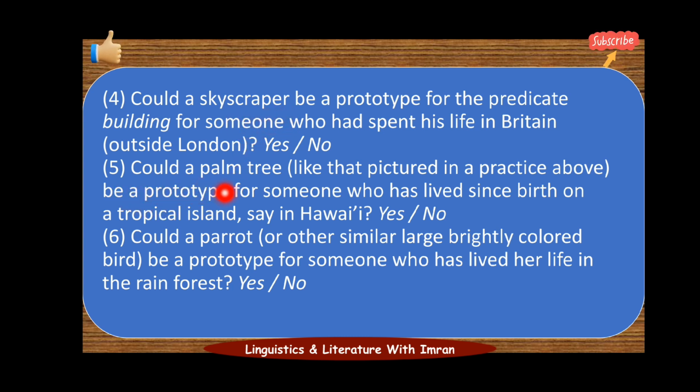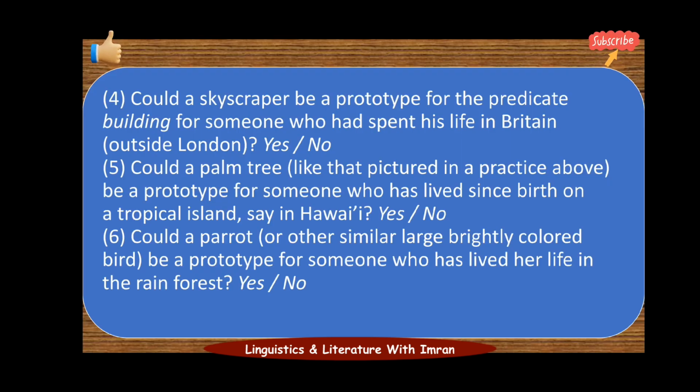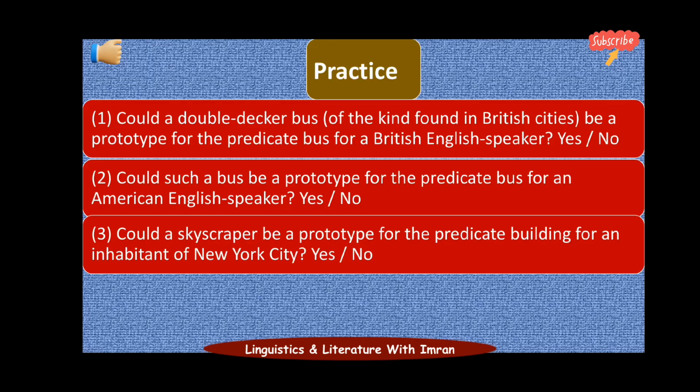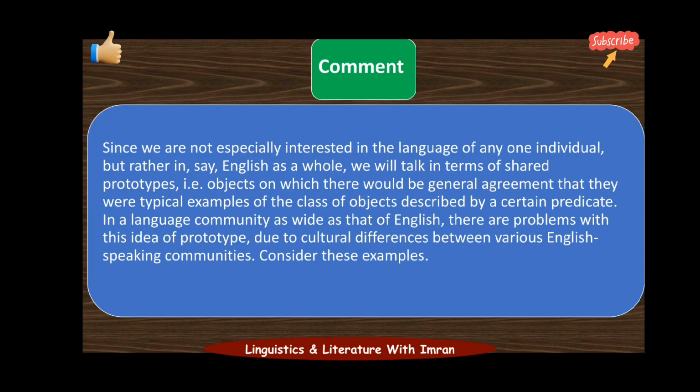Number 5. Could a palm tree like the picture above be a prototype for someone who has lived since birth on a tropical island, say in Hawaii? So what do you think? Because as we discussed here, number 7 is not the prototype of a tree, but for a person who has spent most of his life on an island, you can see that tropical island, for him or for her, this would be the prototype of a tree. Similarly, for those living in Middle Eastern countries like Saudi Arabia, Dubai, Egypt, this would be the prototype of a tree. It varies from culture to culture and country to country.